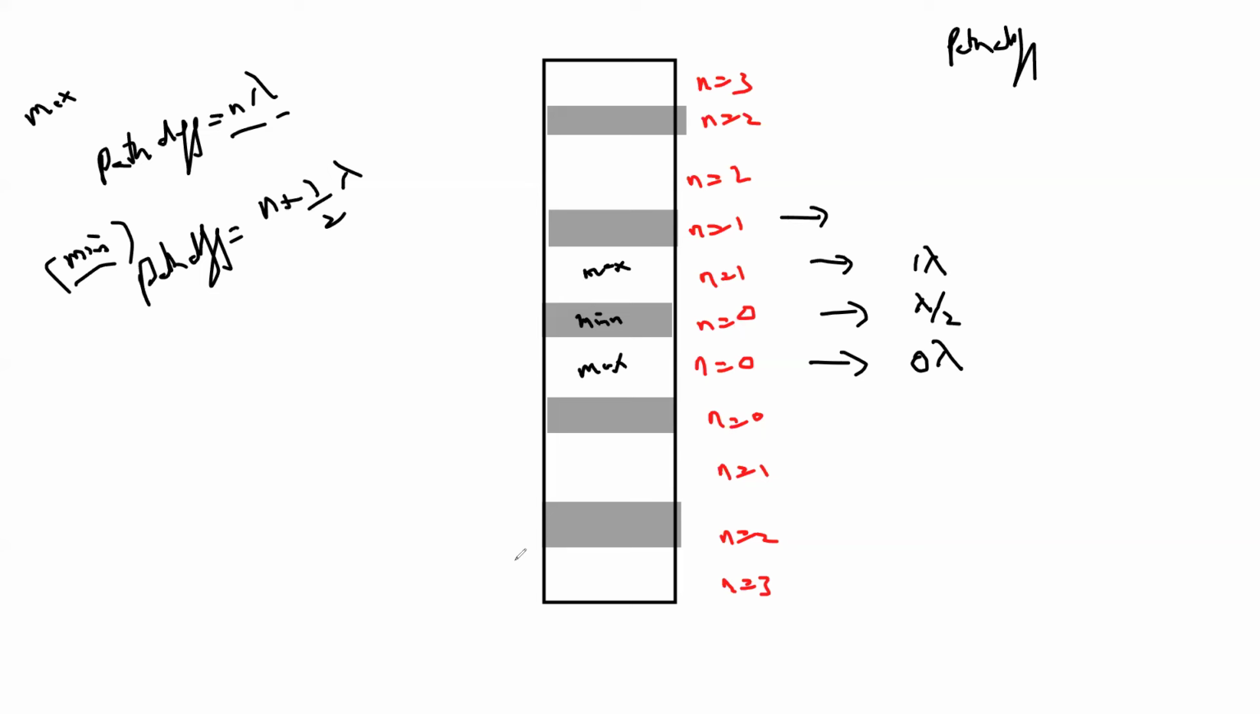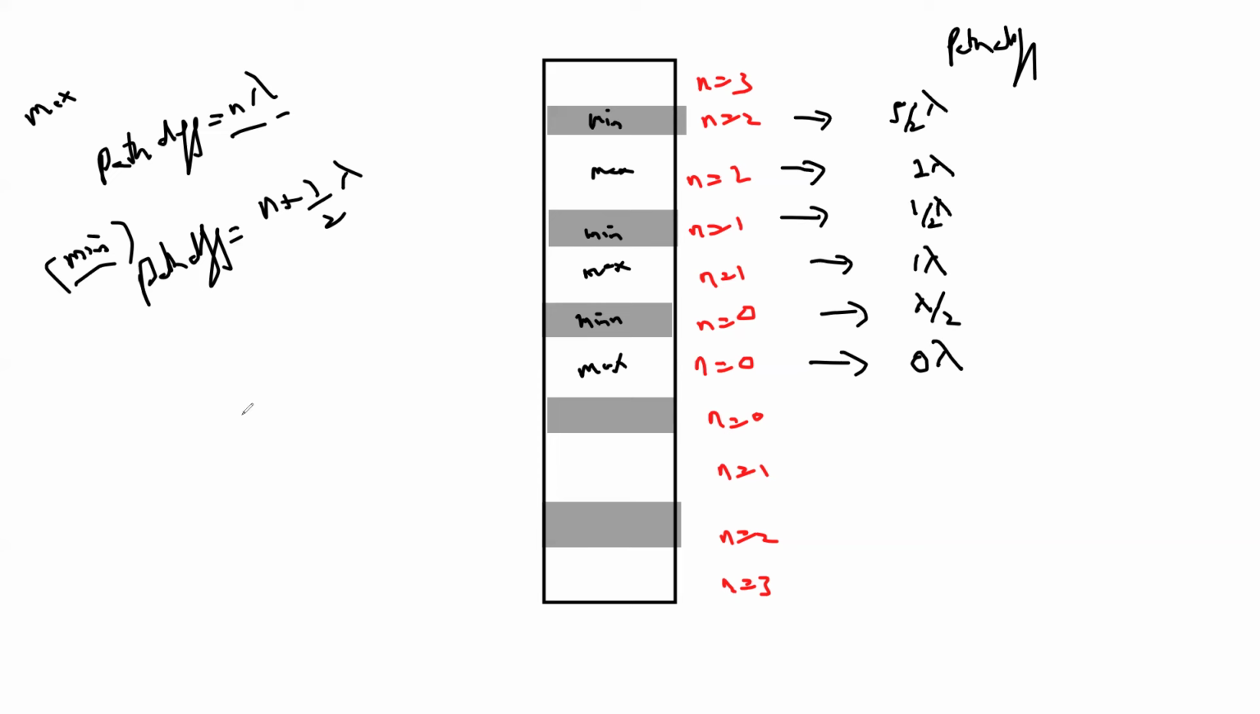Here, for a destructive interference, n is equal to 1 and it's a minima. So we use the formula path difference (n plus half) lambda. So 1 plus half means it will become 3 by 2 lambda. Here it's a maxima, so the path difference will be n lambda. So this will be 2 lambda. Again a minima, so 2 plus half will become 2.5 or 5 by 2 lambda. That's how the path difference varies.